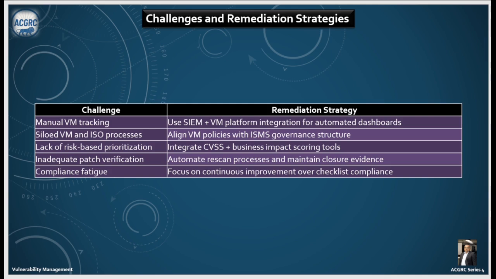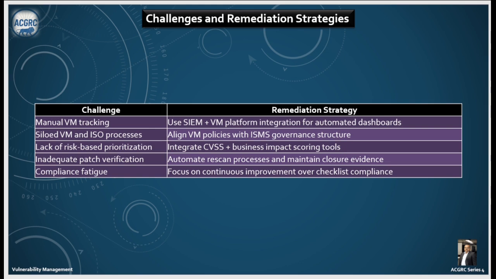The next major challenge is manual processes that cause delay. Why does it happen? Because there is over reliance on spreadsheets, emails, or manual logs. You can address it by using automation tools for ticketing, reporting, scanning, and risk tracking.